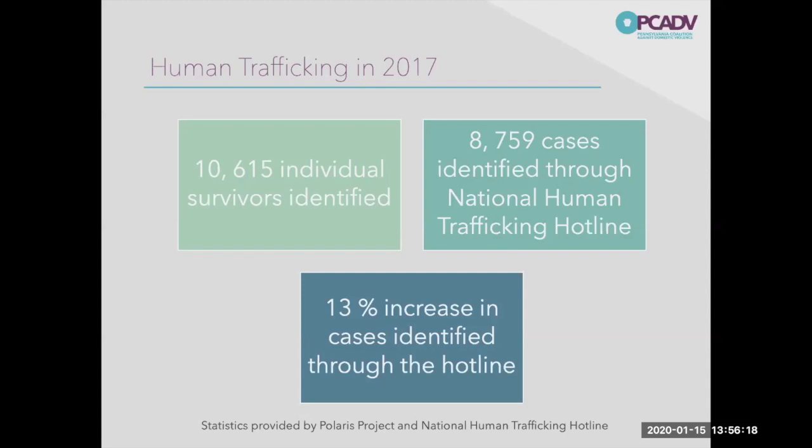And also if you're looking for opportunities to apply for funding, that vulnerability factor is often a good way to help elevate why your community is in need of human trafficking services. So based on the Polaris Project, we can see here 10,615 individual survivors were identified in 2017, 8,759 cases were identified through the hotline, and there was a 13% increase in cases identified through the hotline.